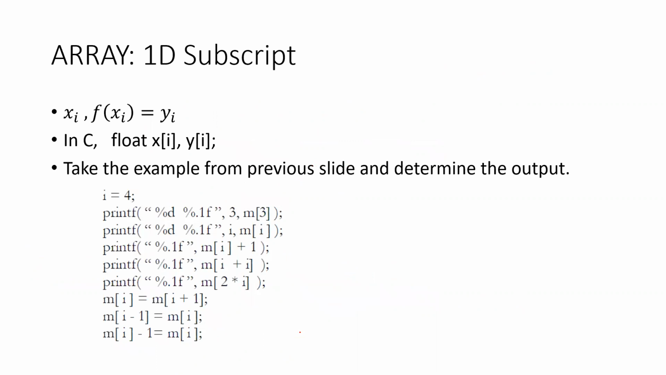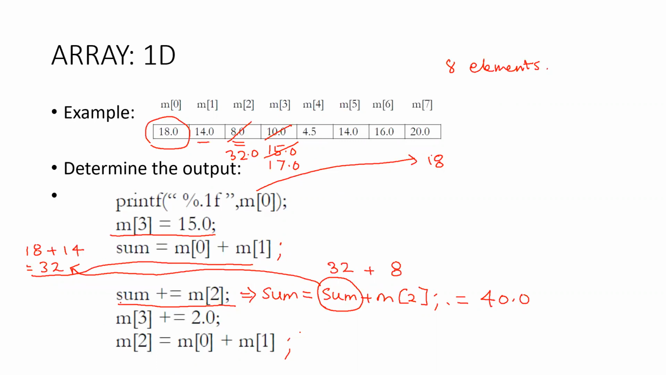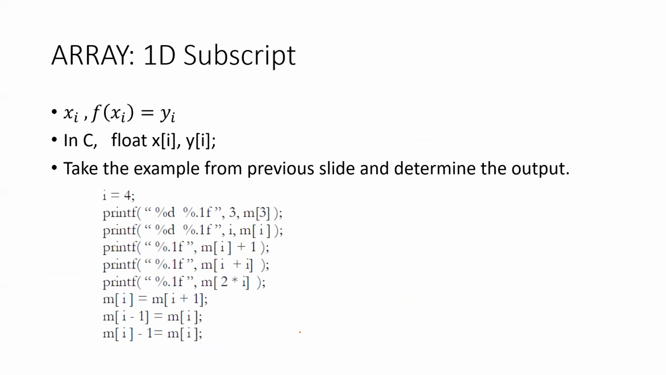Okay. Let's see this one. Kita ambil, take the example from previous slide yang daripada sini. And then put it, determine the output. Okay, let's see this one. Printf. So dia initialize I equals to 4. Printf 3 and then M3. M3 tu apa dia tadi?